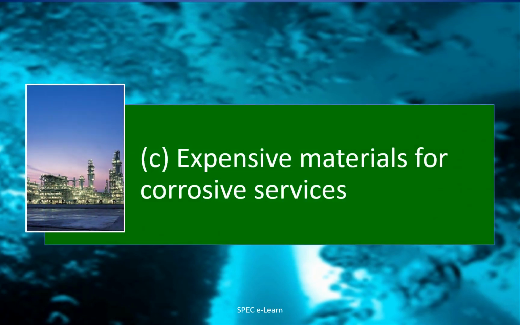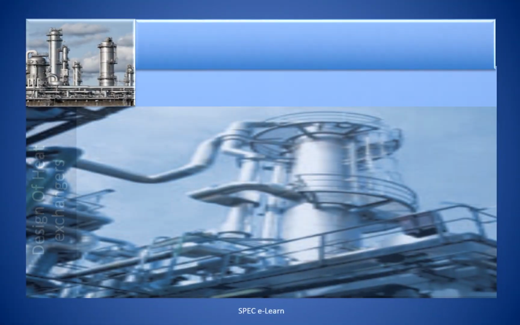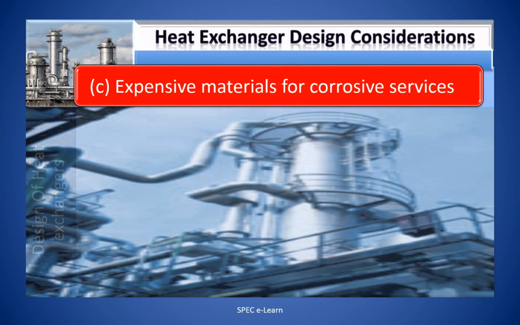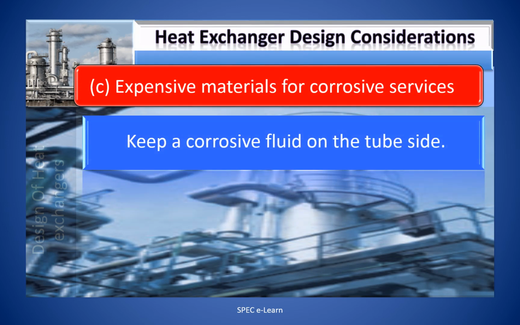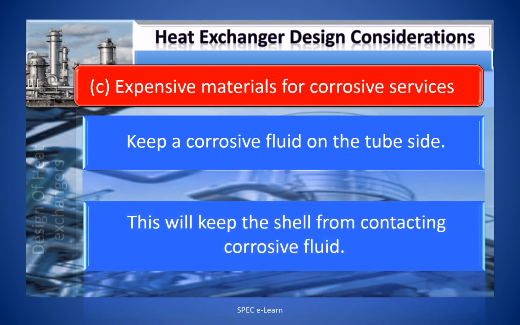C. Expensive materials for corrosive services. Corrosion is a chemical reaction between the process fluid and the metal parts of the heat exchanger. The more severe the corrosive nature, the higher the corrosion rate, and consequently the more damage to the metal parts of the heat exchanger, like tubes, tube sheet, shell and other parts in contact.